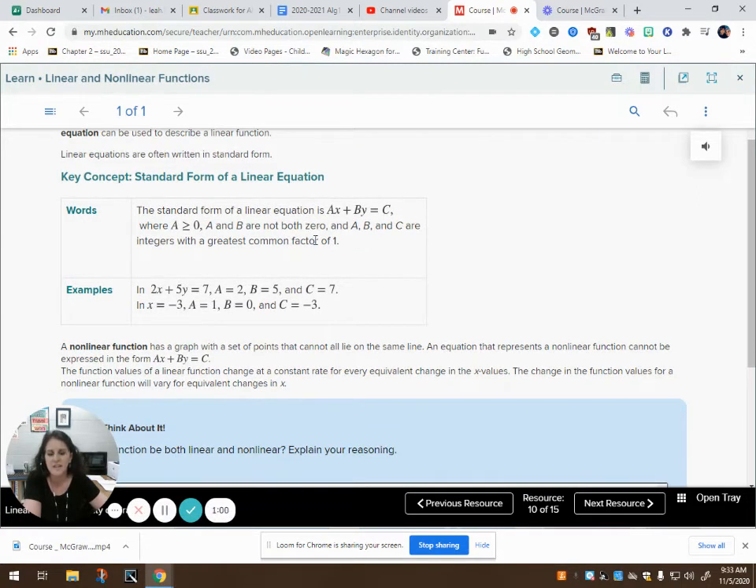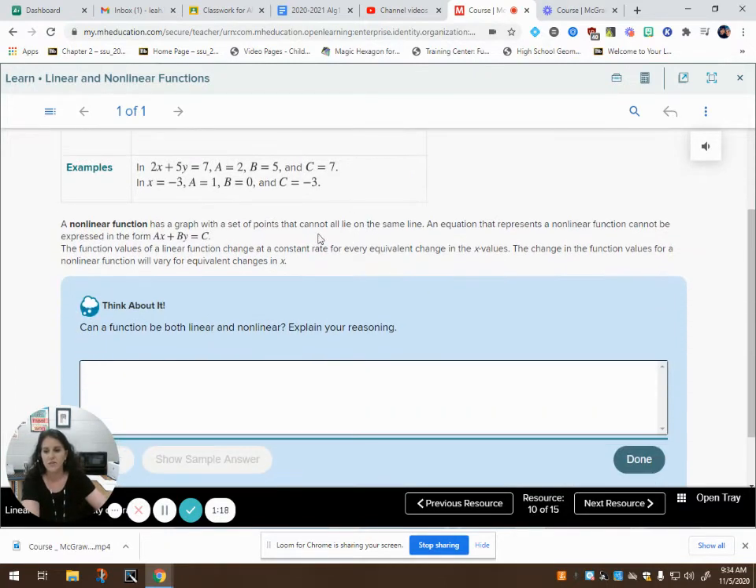The important thing that pops out at me right off the bat is there are no exponents in there. My variables are not raised to a power higher than 1 or lower than 1. All of the variables, the x and the y here, are raised to the power of 1. That's what makes it a linear function.